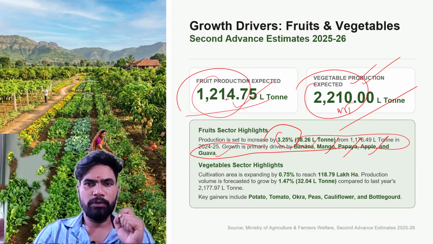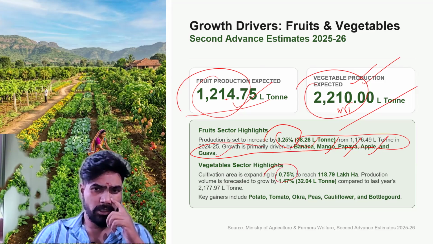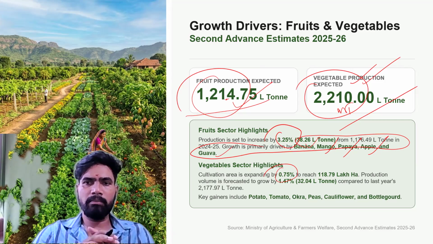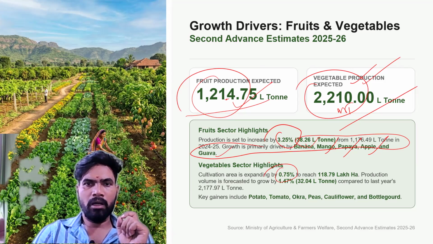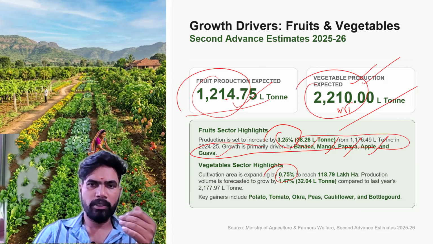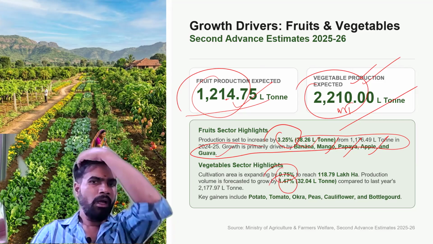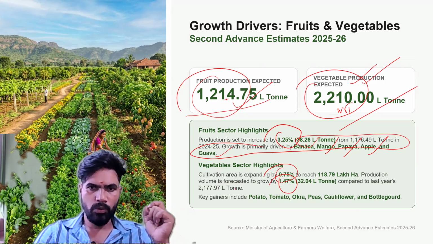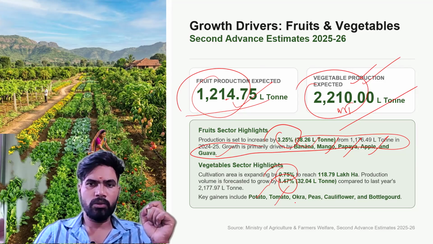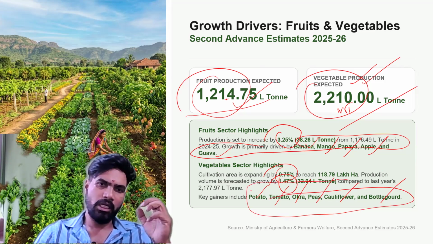Then the vegetable sector is set to record a 0.75% increase in the cultivable area. Production volume is expected to increase by 1.47% from the previous year. In the vegetable sector, the vegetables that have driven the growth are potato, tomato, okra, peas, cauliflower, and bottle gourd. These are the vegetables that have driven the growth in the horticulture sector.